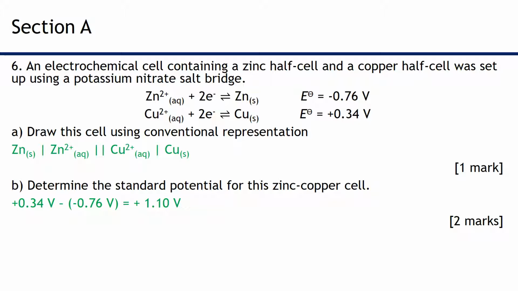So this is always cathode minus the anode value, so the more positive value minus the more negative value. So here we have 0.34 volts corresponding to the copper cell minus 0.76 volts corresponding to the zinc cell, and together that gives you an answer of plus 1.10 volts. Part B is worth 2 marks. That's 1 for understanding that it's cathode minus anode, and then 1 for getting the correct value of the cell potential there.